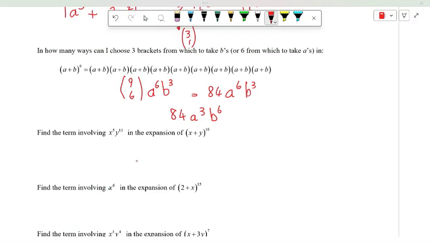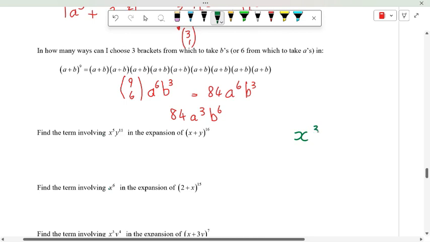Now let's look at another one. Find the term involving x to the 5 and y to the 11, because you see each term has something from every single bracket. So there's 16 brackets here. So if I've got 5 x's, I've got to have 11 y's. If I had, say, 3 x's, then there would be a term x to the 3, y to the 13. These numbers always add to this power over here.